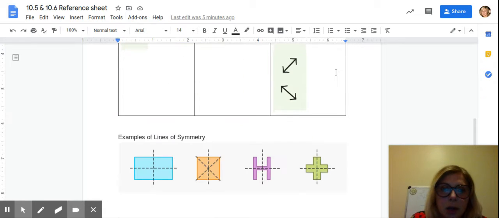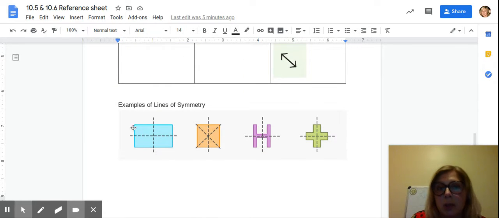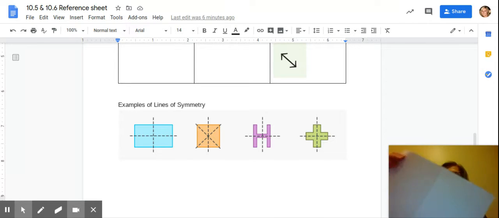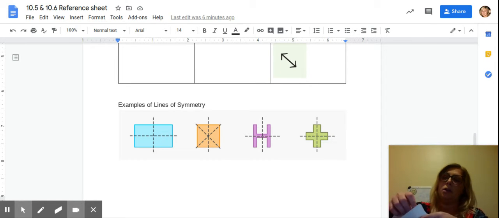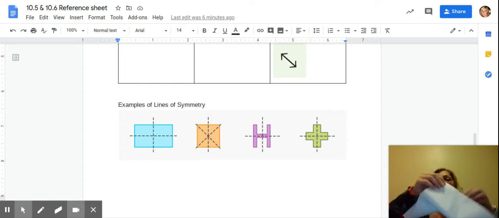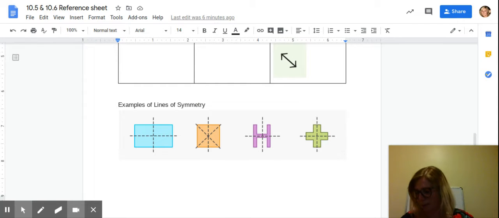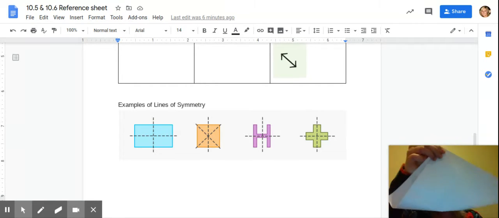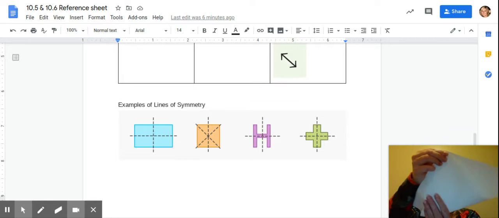And then here are examples of lines of symmetry. So this one I pretty much just drew for you. Okay, then if you folded this on the dotted line, both sides would be the same. If you folded it, I can't do it with this piece of paper because this would not be the same if I tried to go from corner to corner diagonally. See how it doesn't line up.